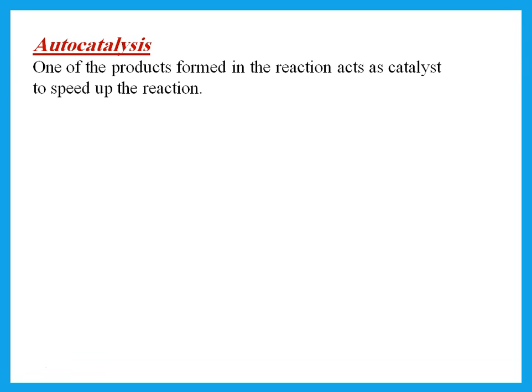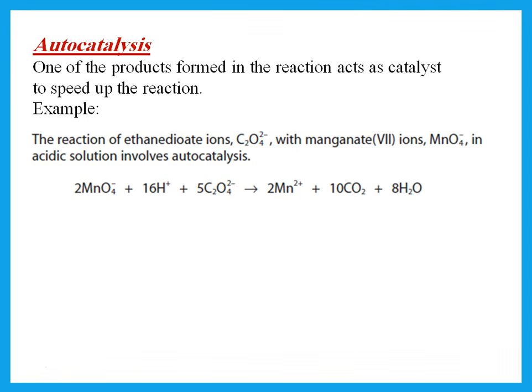Then there is something called autocatalysis. Autocatalysis is when one of the products formed in the reaction acts as a catalyst to speed up the reaction. So the reaction at the beginning is slow, but when one of the products is formed, it helps to speed up the reaction. An example of this is the reaction between the ethanedioate ion, C2O4 2-, and manganate ions. This forms manganese 2+.